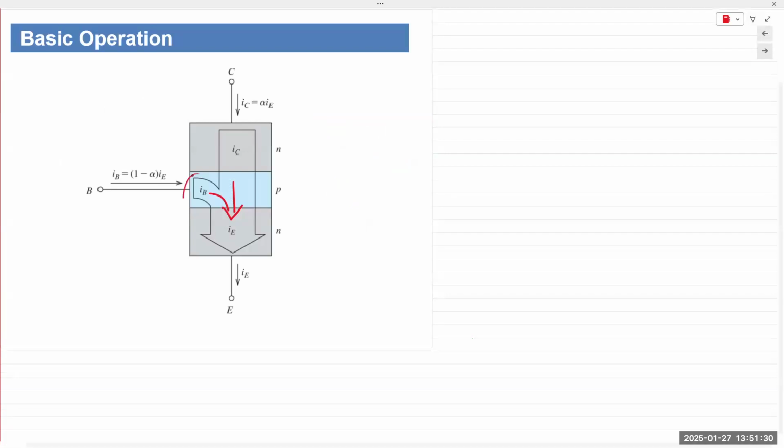And that's why we can state IB is the controlling current. A small change in IB causes a large change in the collector current.